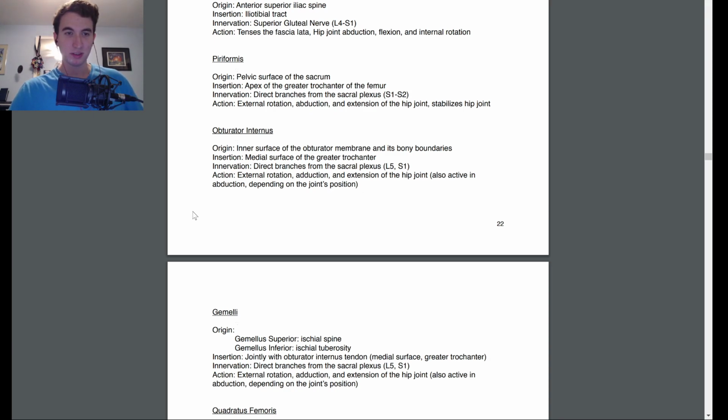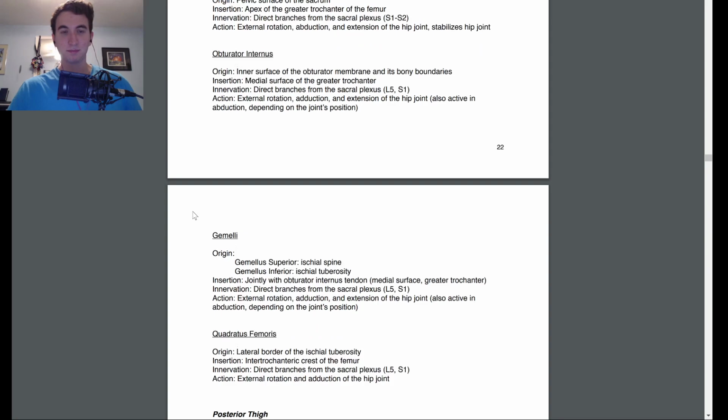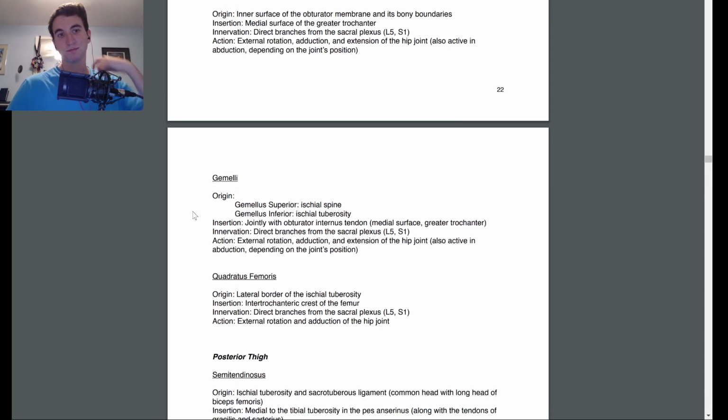Obturator internus. It originates from the inner surface of the obturator membrane and its bony boundaries. It inserts at the medial surface of the greater trochanter. The innervation is caused by the direct branches from the sacral plexus, L5 and S1. And the actions caused are external rotation, adduction, and extension of the hip joint. It's also active in abduction and deepening of the joint's position.